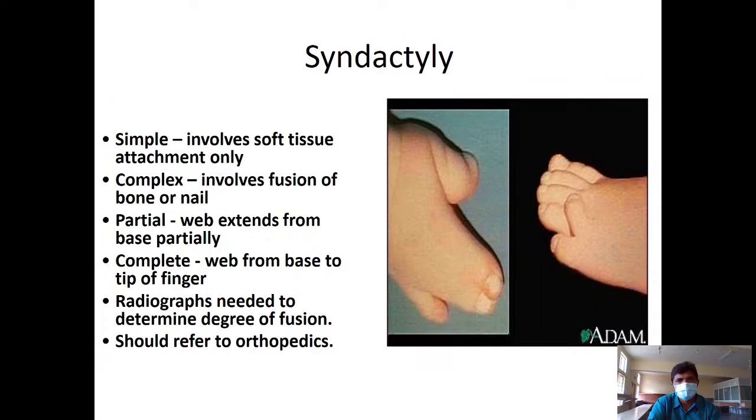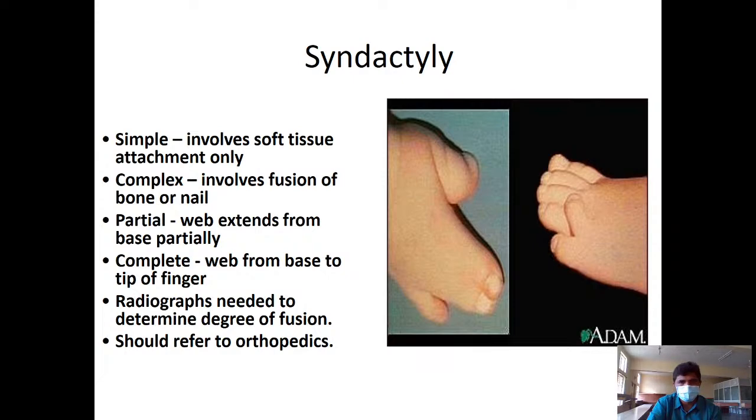Syndactyly: the attachment can be at soft tissue level only, or else bone or nail, and it can be partial or complete. Partial means the web extends from the base only partially, and complete means the web runs from base to tip of the finger. X-rays are required to determine the degree of fusion, and you should refer to orthopedics.